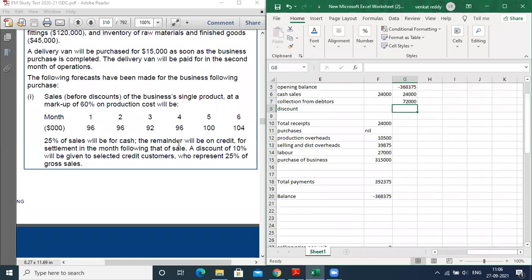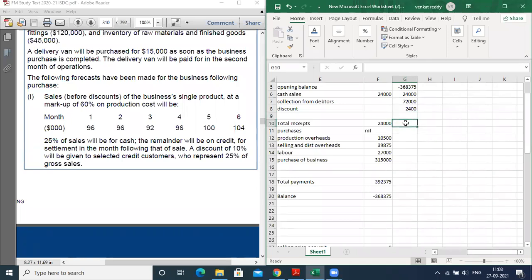72,000. And there is a discount also, na? A discount of 10% will be given to the selected customers and who represent 25% of gross sales. So how this should be done? Discount of 10%. So out of total sales is 96,000, on that 25% of gross sales. It means the selected customers will be 25% of the gross sales. So 96,000 into 25%. And on that, how much discount will be given? 10%. So we got a discount of 2,000. Right. I hope it is clear.